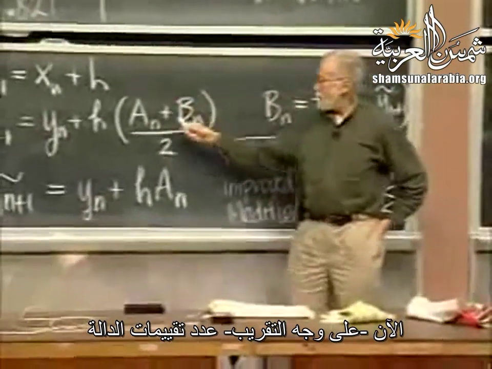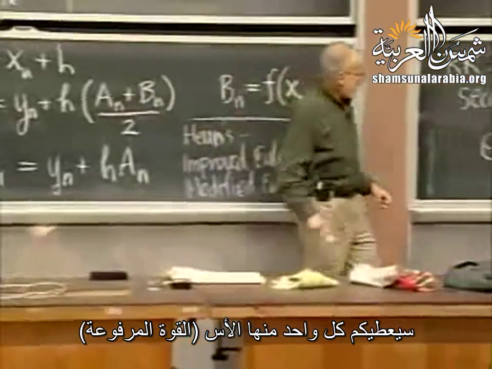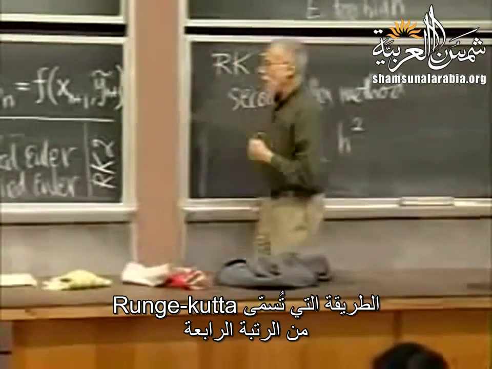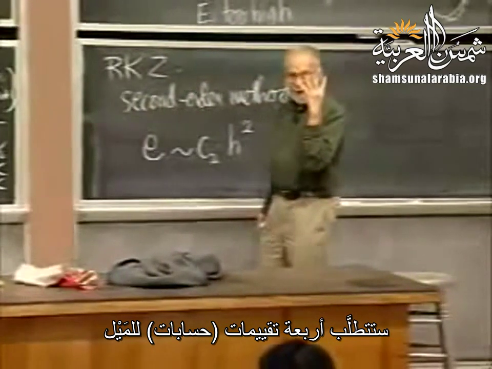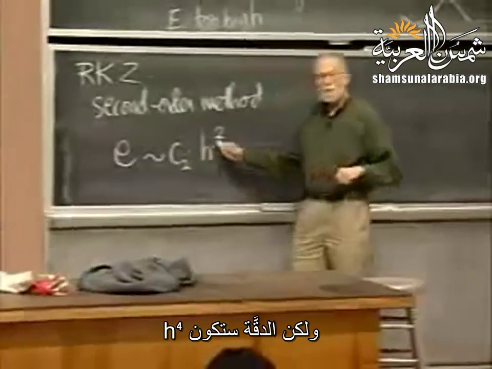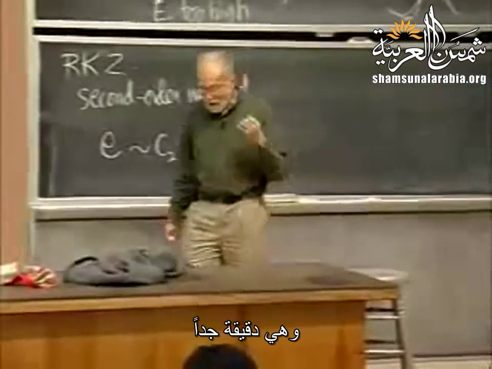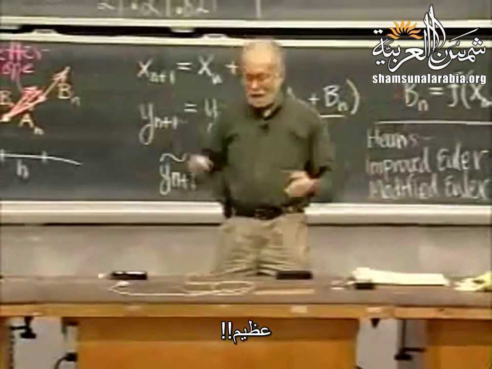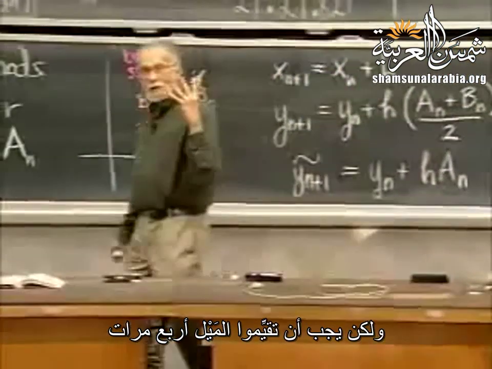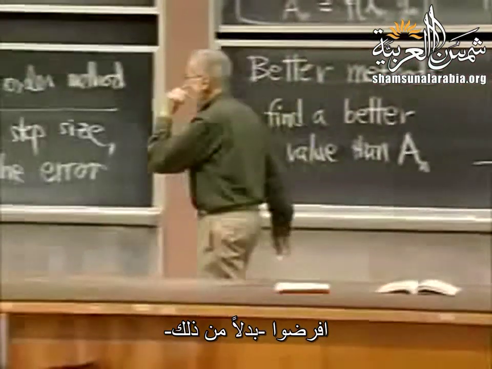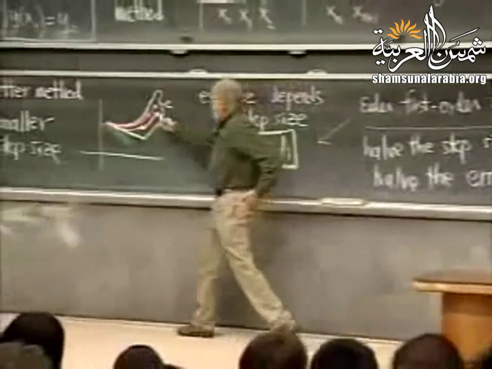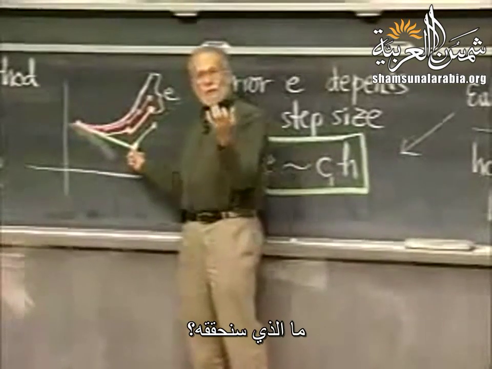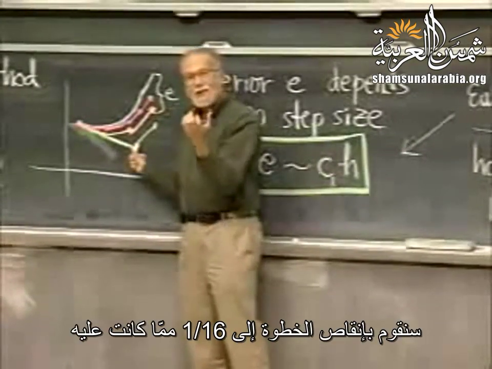Now, roughly speaking, the number of function evaluations will give you the exponent. The method called Runge-Kutta fourth order will require 4 evaluations of slope, but the accuracy will be like h to the 4th. Very accurate. You halve the step size, and the error goes down by a factor of 16. Great. But you had to evaluate the slope 4 times. Suppose instead you had halved 4 times this thing. And what would you have done? You would have decreased it to 1/16 of what it was.